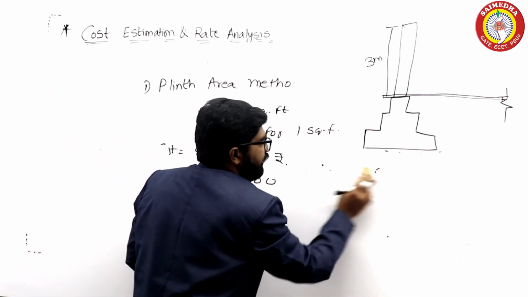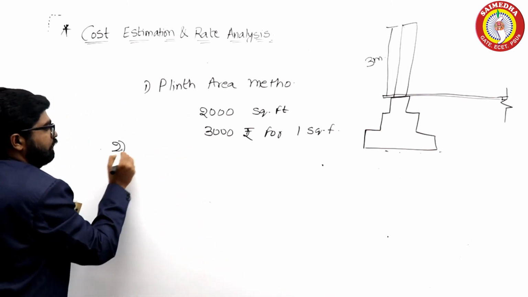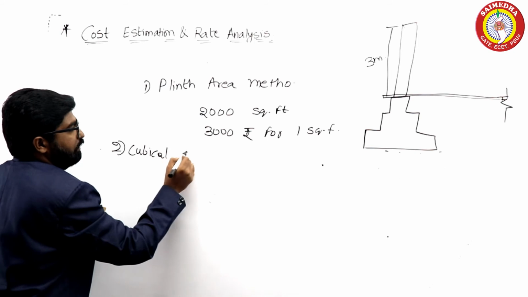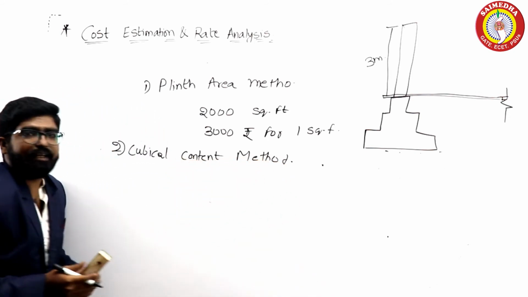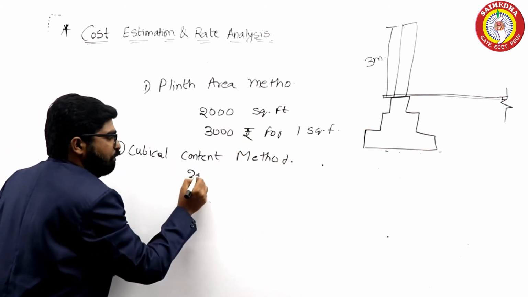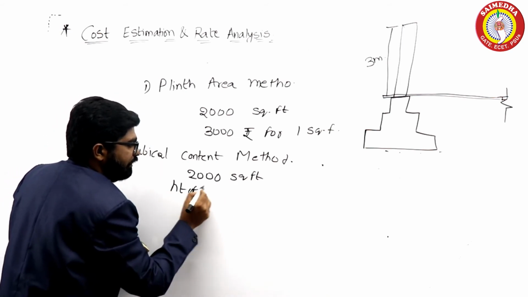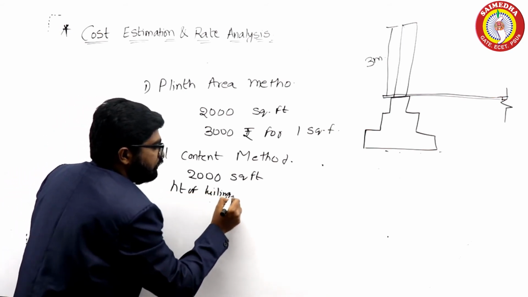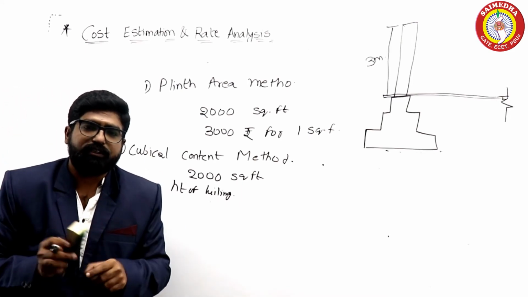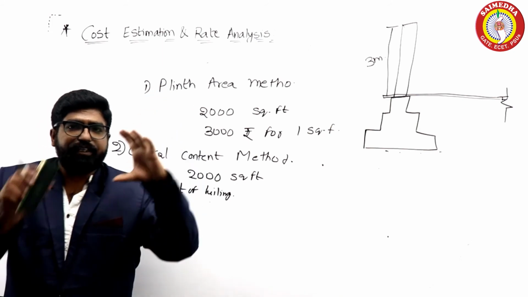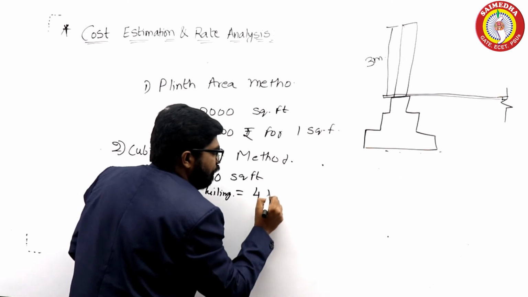So the next method we are going to use in the approximate method is the cubicle content method. In the cubicle content method, generally they also give a plinth area of 2000 square feet and the height of the building. So why are they considering the height of the building? They want to consider a project like a cube. So how will you get it? Area into height gives you a cube volume. So height of building I am assuming as 4 meters.